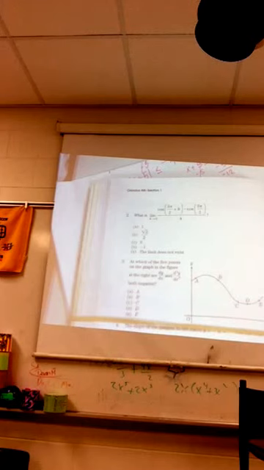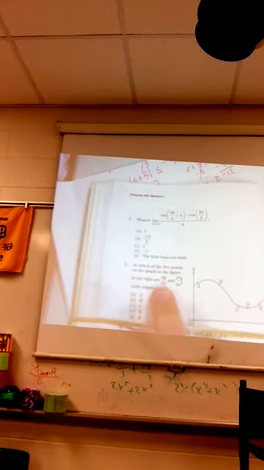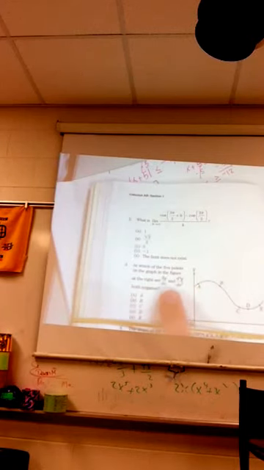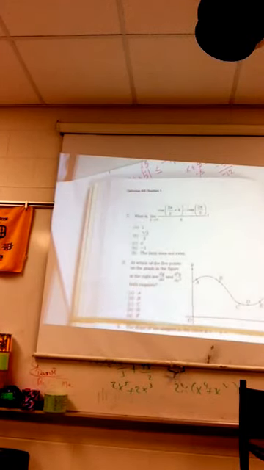Question number 3. At which of the 5 points on the graph is the derivative and the second derivative, remember, this notation stands for the second derivative, where are both of those negative? Well, we need to know where it's decreasing and concave down.